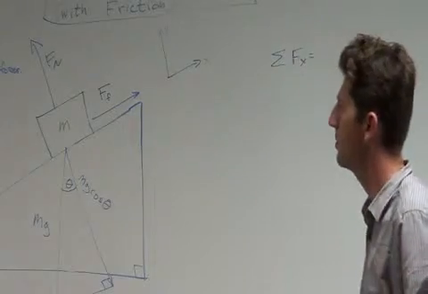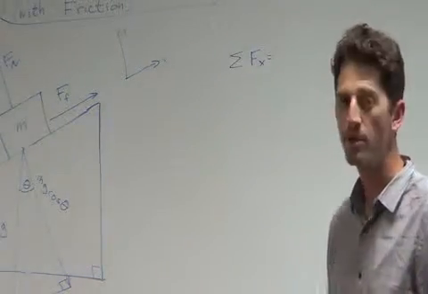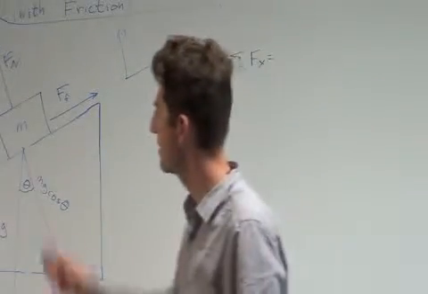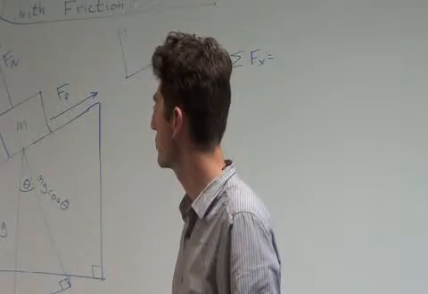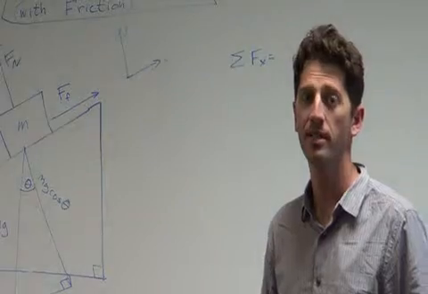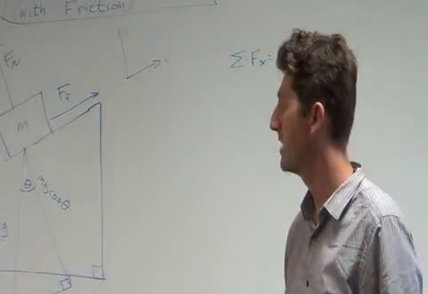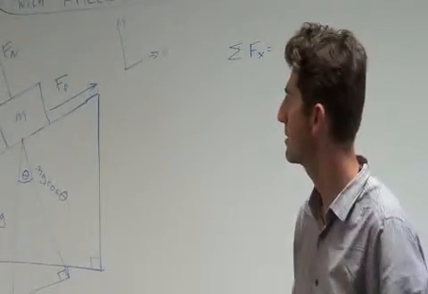So we know that the sum of the forces in the x is not going to be 0. And the reason we know that is because there is an acceleration down the ramp. So if we have an acceleration down the ramp, that means that the sum of forces is going to be ma, mass times whatever acceleration it has.